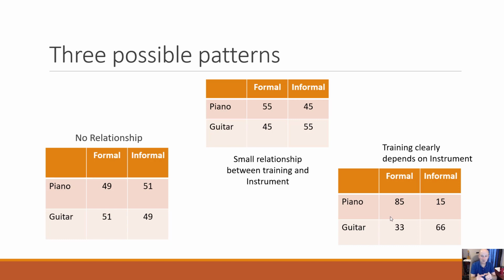In the middle data set, we see more of a relationship here. In this case, we've got 55 piano players with formal training and only 45 with informal. The reverse happens for guitar players: 45 with formal and 55 with informal.